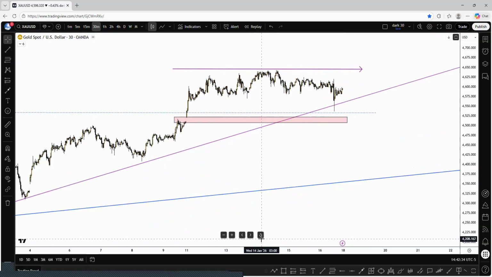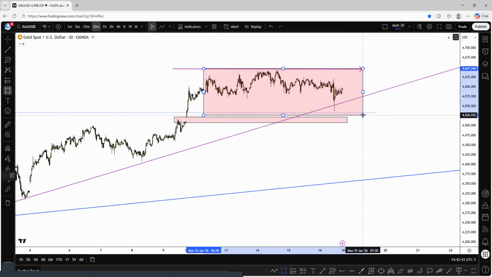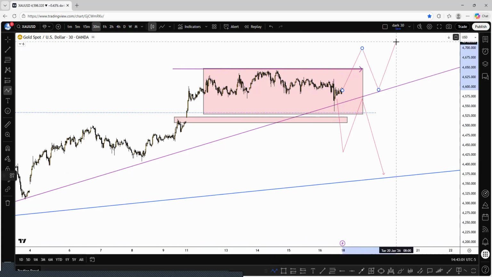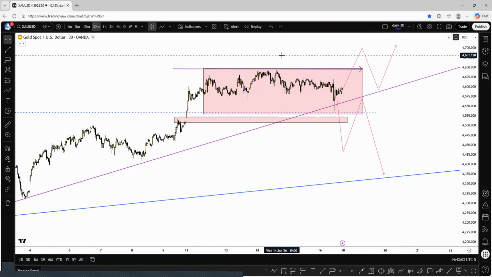So at that point, you probably could zone this out, zone the whole box out, and just wait for it to break the zone before you enter the trade. So it's either gonna break to the low side and retest the back side of the zone and then come down, or it's gonna break out of the box, retest, and go up. So you gotta let the market show its hand before you do anything.